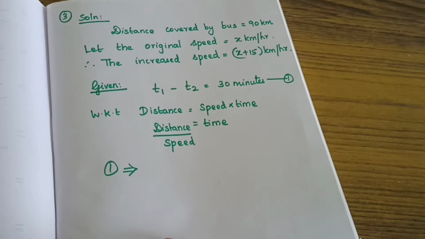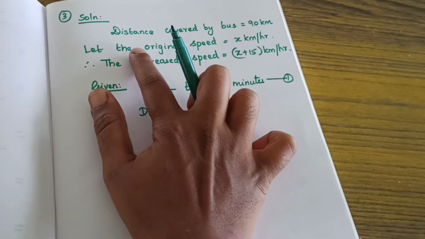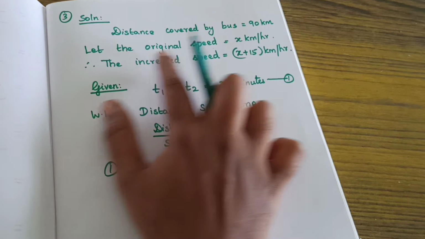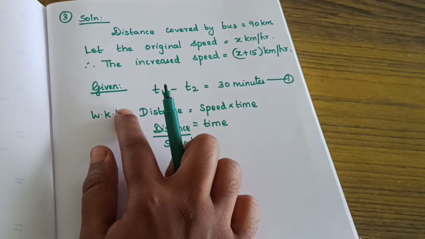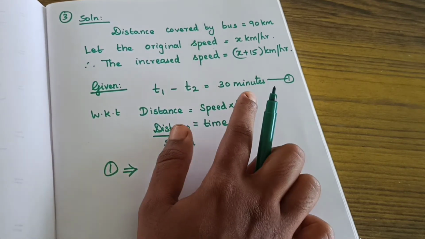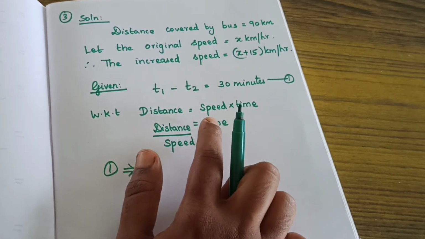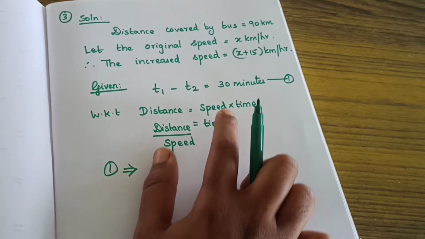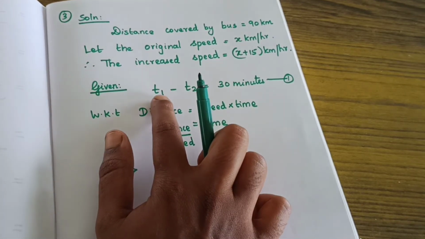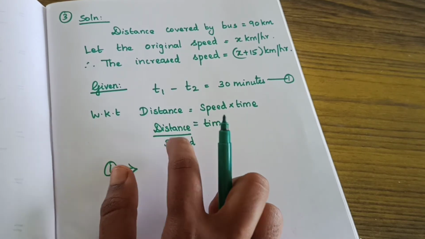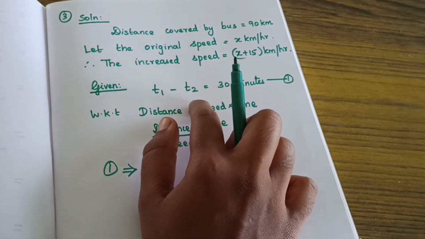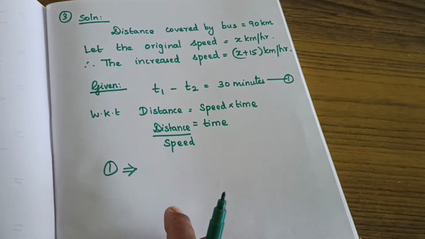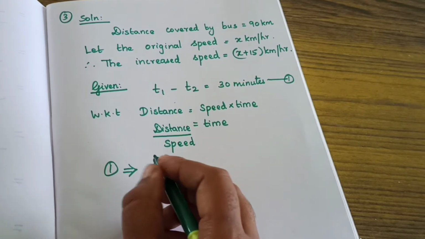Listen dear students, the third question. Now, I wrote the fact work. Distance covered by the bus is 90 km. Original speed is x km per hour. Increased speed is x plus 15. They have given that time 1 minus time 2 is equal to 30 minutes. The distance formula we already know is speed into time, so time is equal to distance by speed. For this time we are applying this formula. Time 1 means original speed and normal distance. T2 means increased speed and normal distance.